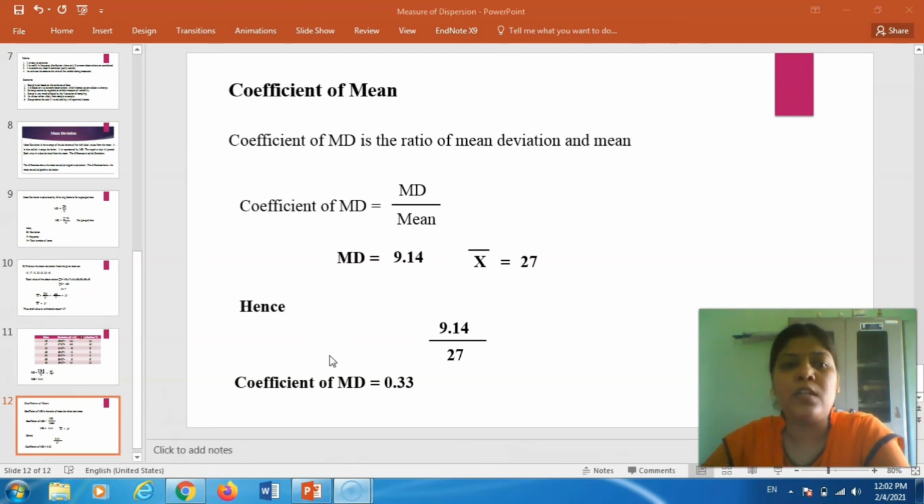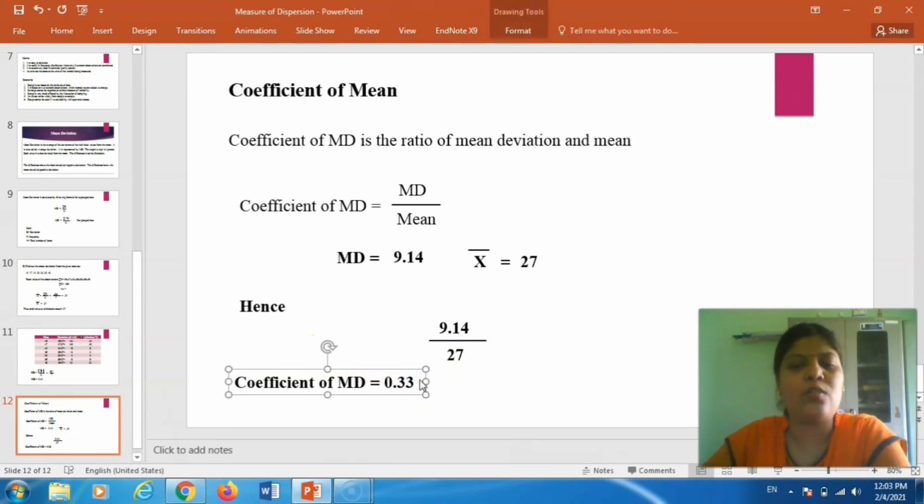But the demerits of mean deviation are, first, the negative sign is there and we have to just ignore that negative sign. And after that, the formula is also a little bit complicated. So it is good, but it is not commonly used for scientific calculation most of the time.